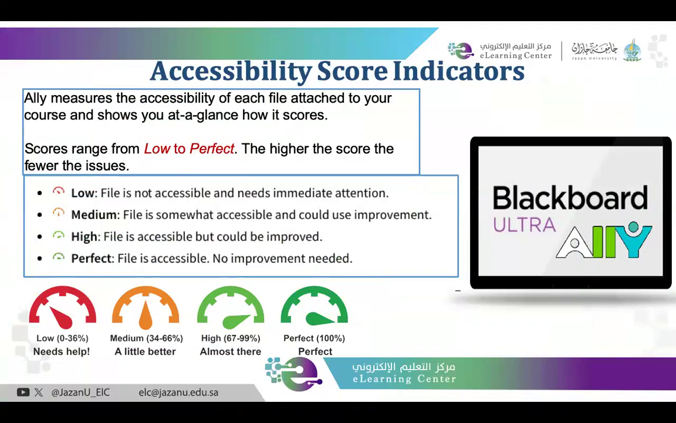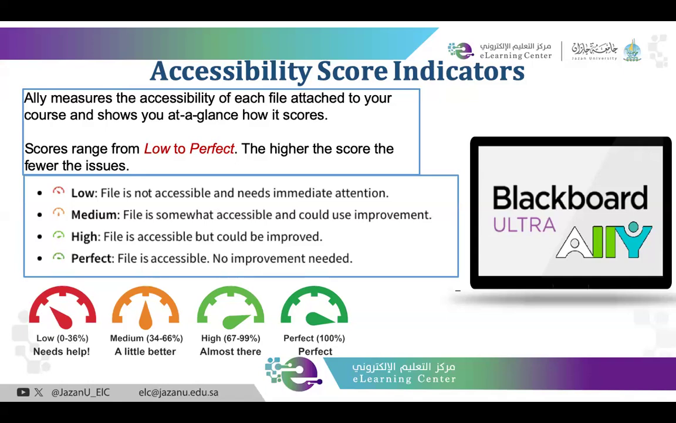For example, as an educator, you just upload your content and there is an Ally option, and it will give you one indicator under your content file. Ally measures the accessibility of each file attached to your course and shows you at a glance how it scores. Scores range from low to perfect. The higher the score, the fewer the issues.